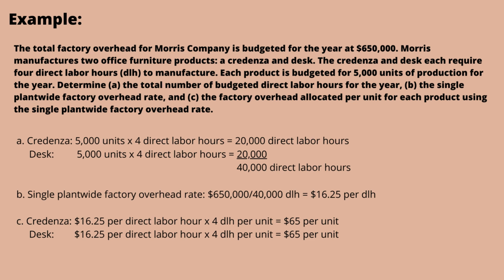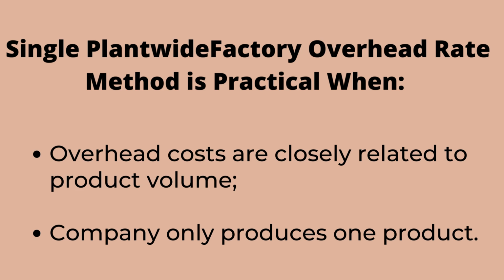This is because we multiply the single plant-wide factory overhead rate against the number of direct labor hours needed to produce a single product. The single plant-wide factory overhead rate method is practical when, first, the overhead costs are closely related to product volume. Second, the company only produces one product.